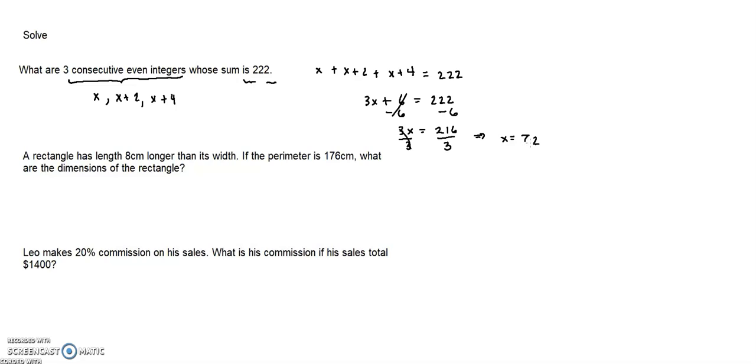Okay, so is that our final answer? Well, no, not quite. Remember, we need 3 consecutive integers. So x is 72, that's our first one. x plus 2 would be 74. And x plus 4, 72 plus 4 would be 76. So 72, 74, 76, that's our final answer. Okay, so make sure when you're doing the problems that you actually answer what it's asking. Okay, next one.